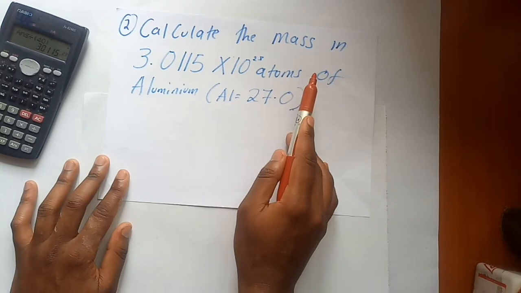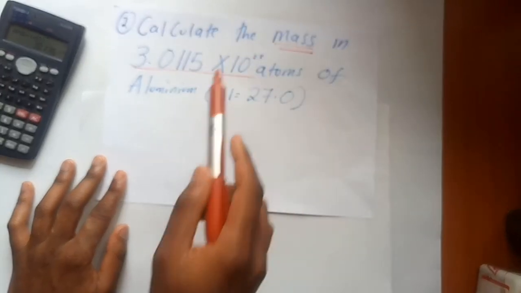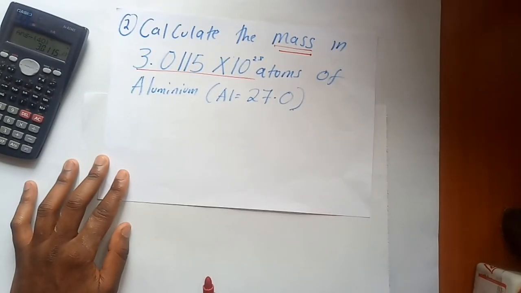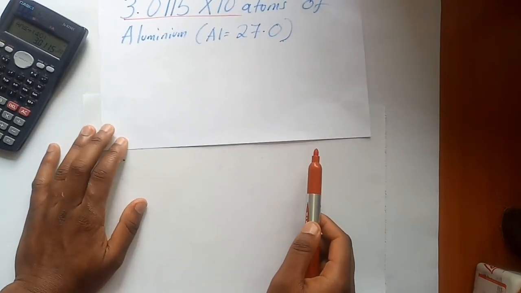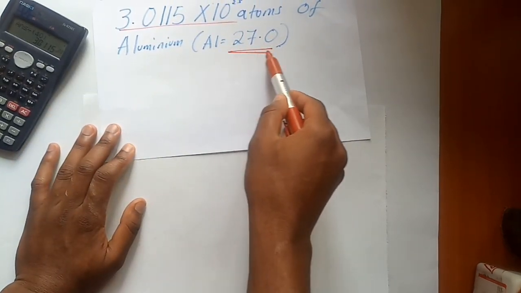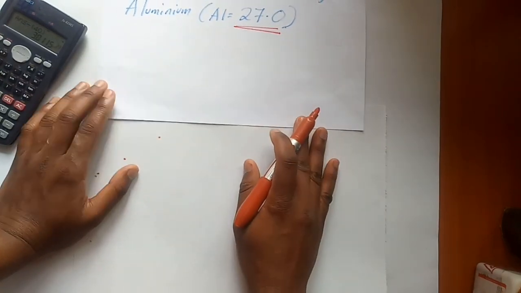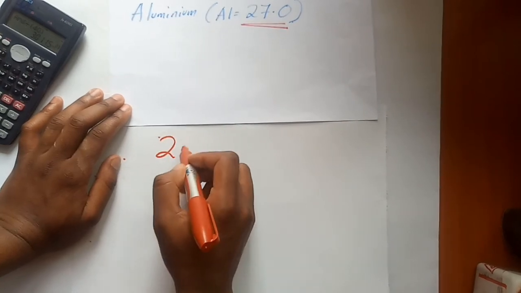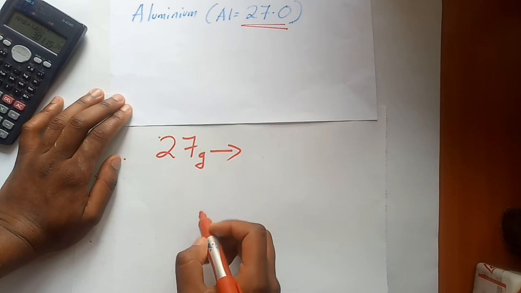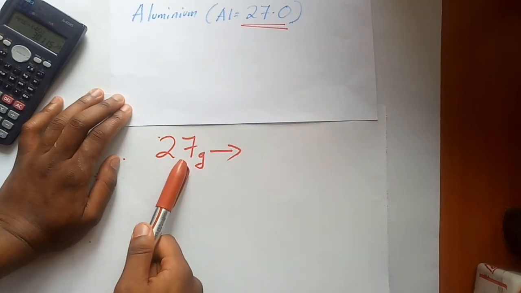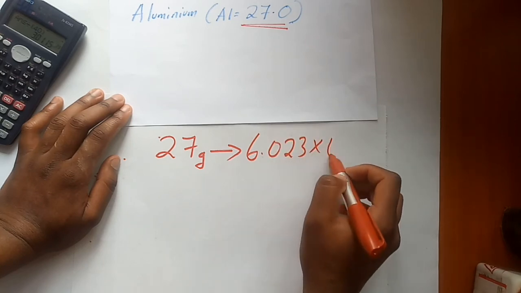Calculate the mass, now this time we want to determine the mass, in 3.0115 times 10 to the power of 23 atoms of aluminium. You're told the RAM of aluminium is 27. Again, you start by saying that 27 grams of aluminium will have how many particles? If this is the RAM, this is the molar mass. The number of particles in 1 mole is 6.023 times 10 to the power of 23.